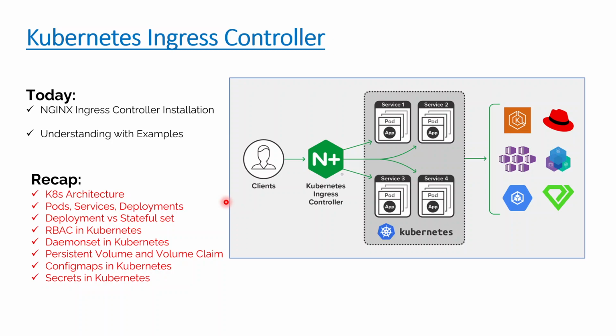Okay, so let's get started on this ingress controller subject. A quick recap of what we have done in this entire playlist: we initially started with Kubernetes architecture understanding, and then we saw what pods, services, and deployments are. Then we saw the difference between deployments and StatefulSets for stateless and stateful applications. And then an important topic, RBAC in Kubernetes, a very important video where we saw role-based access controls in Kubernetes.